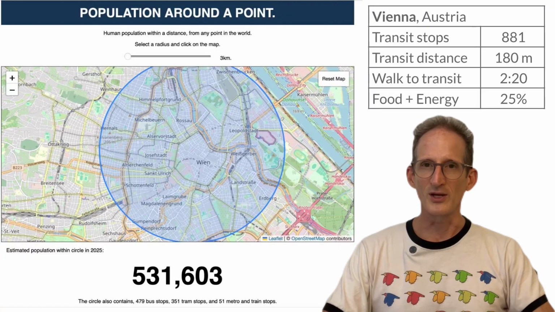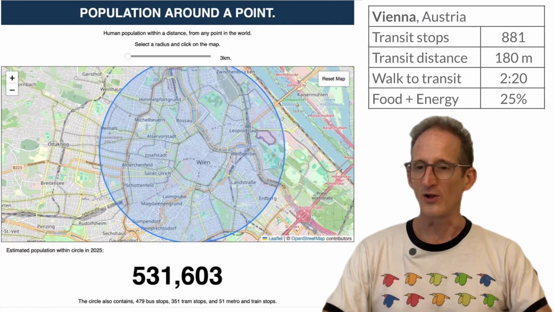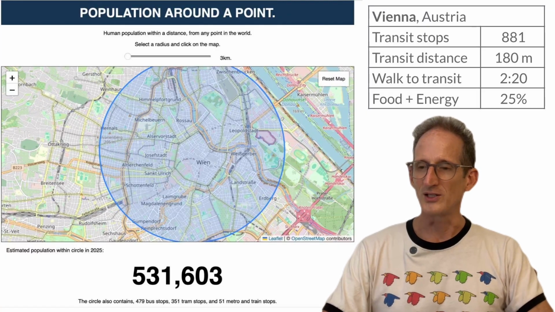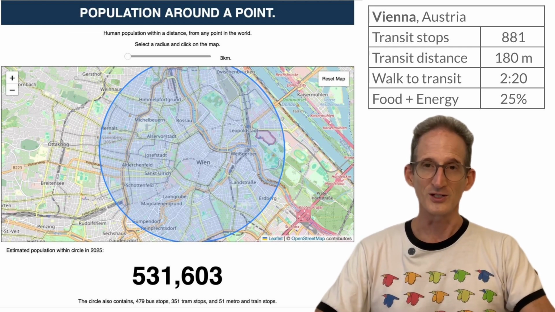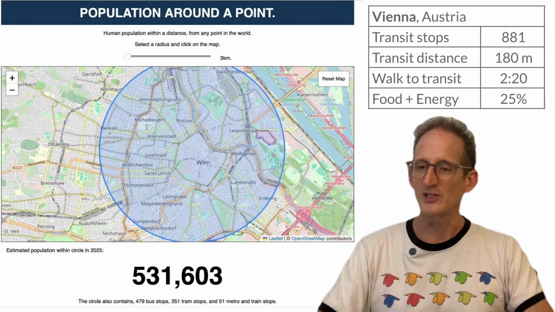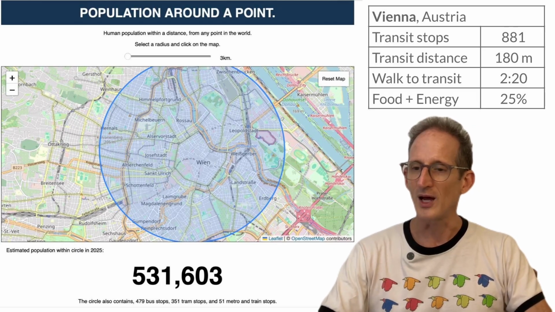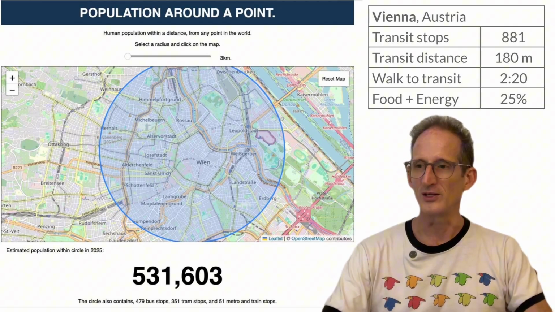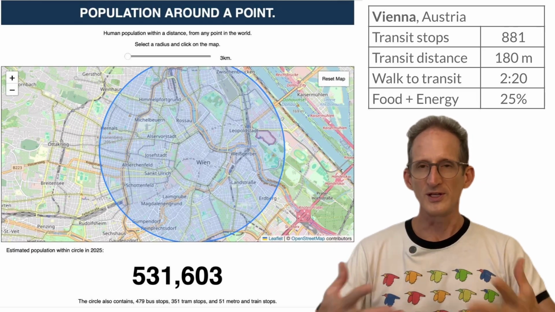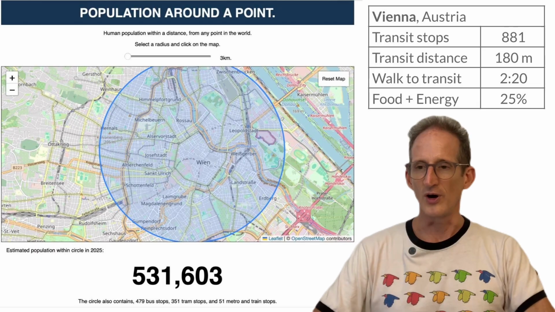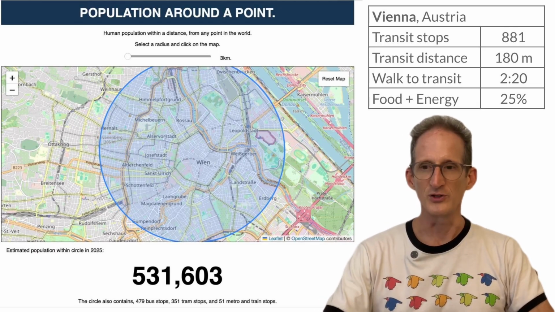All right, jumping across the pond, let's look at another favorite urbanist city, Vienna, Austria, with a population of 500,000 in our circle, and again, 881 transit stops. Now, there's no walk score, unfortunately. That tool only exists for the US and Canada. But there's 479 bus stops, 351 tram stops, and 51 metro and train lines. So this is really transit paradise. I'm sure it would have a transit score of 100. And the only downside is that in this dense urban core, you would only be able to grow about 25% of your food and produce 25% of your energy on site.